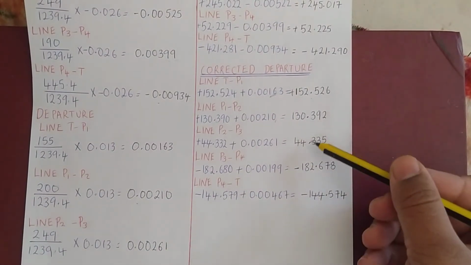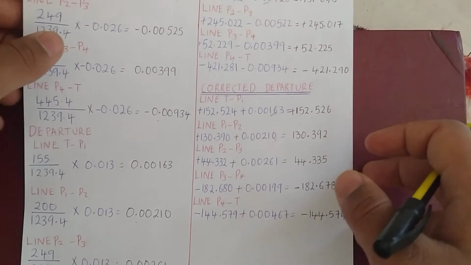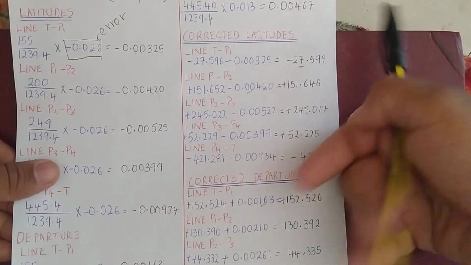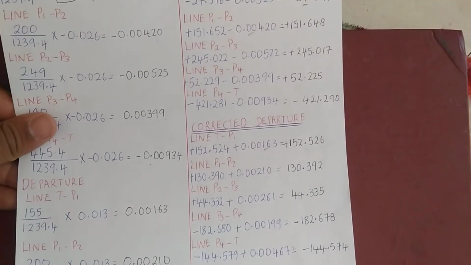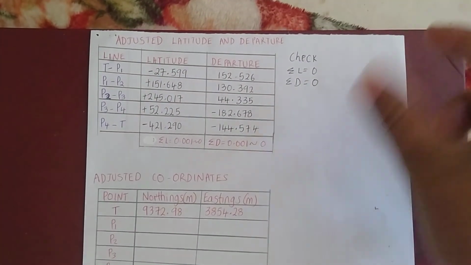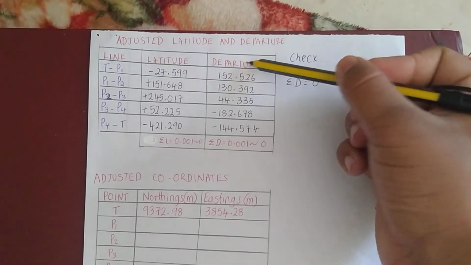So I've done the same for all the other lines. Don't worry, you'll get the PDF in the description. So I have my corrected latitudes and corrected departures. So I'll now tabulate my data. So I have tabulated my data. So these are the corrected latitudes and departure.